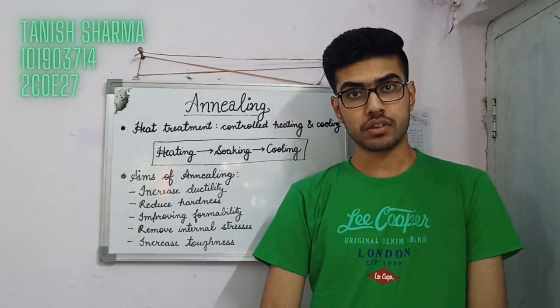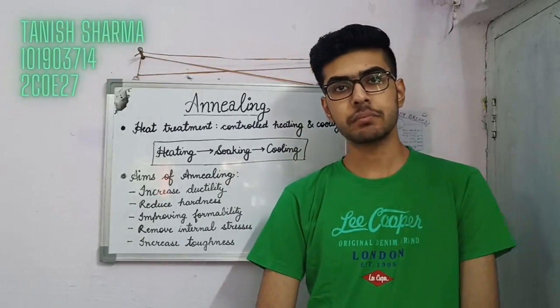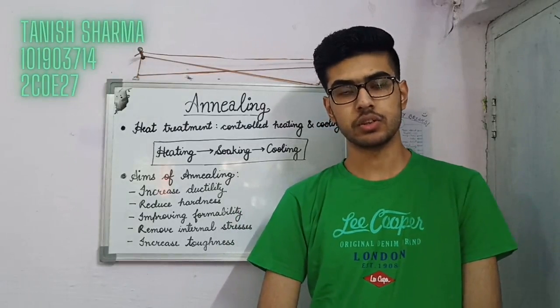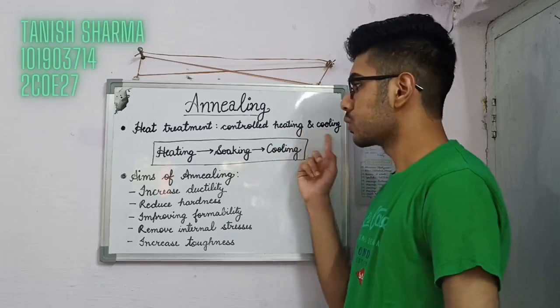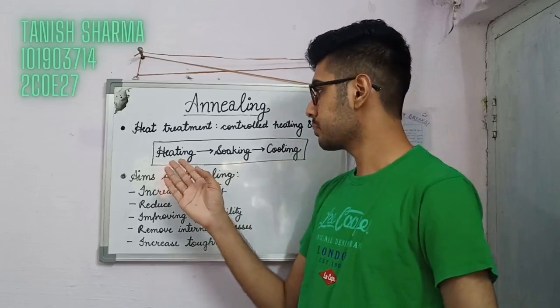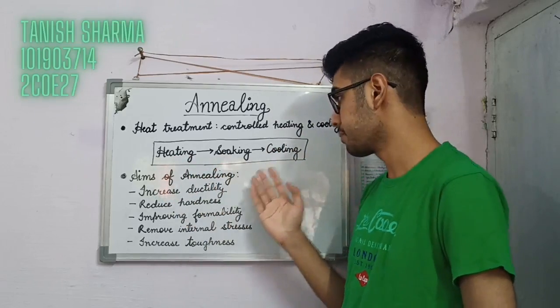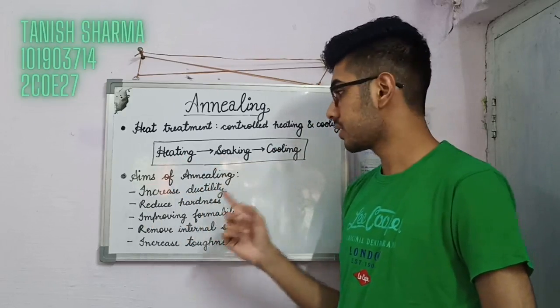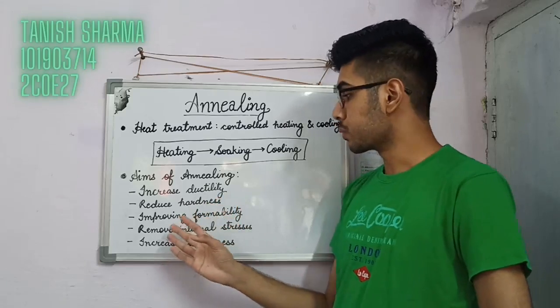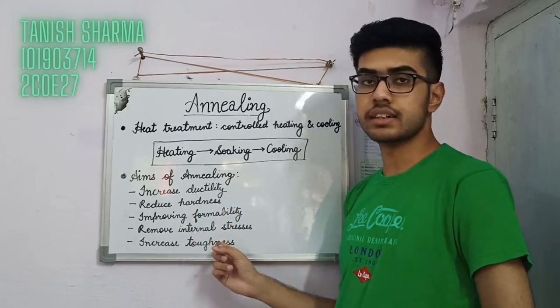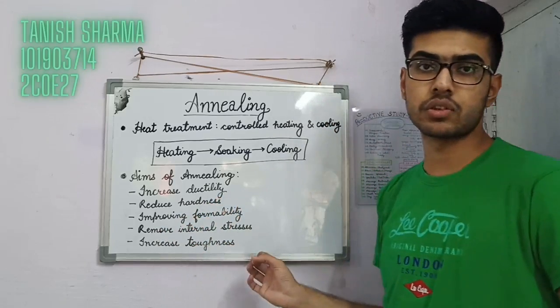Annealing is a heat treatment process that changes the physical and sometimes the chemical properties of a material to make it more workable. It involves controlled heating and cooling. It is done in the following steps: heating, soaking, and cooling. The aims of annealing are: it increases the ductility, reduces hardness, improves the formability, removes internal stresses, and increases the toughness of the material.